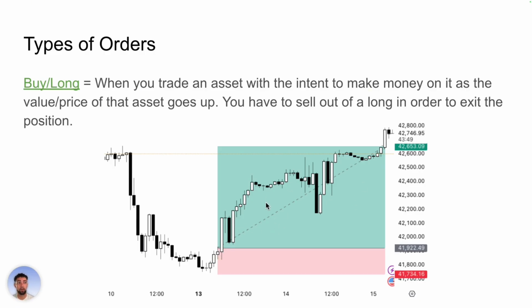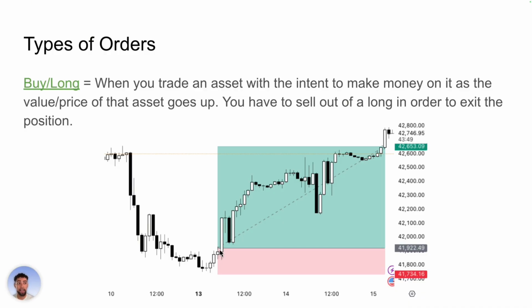This green is all the good, right? Green is good. Green is money in your pockets, money that's flowing to you. So when you buy, you have the intention of making money on the way up. And if it goes in the opposite direction, if it goes down, then you're losing. Whenever you want to get out of a buy or a long, you have to sell. So this would be your selling point out of the long.